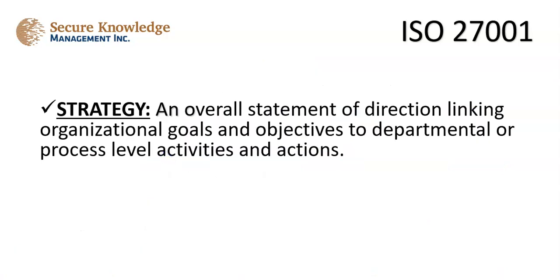We begin with the strategy, which is an overall statement of direction linking organizational goals and objectives to departmental or process level activities and actions. Quite often, this is a business plan. It's usually a tactical plan, so it's a 1-year plan. It could be part of a more strategic plan, which is 3 to 5 years, broken down. And it tells how your information security management system is going to support the mission and the strategy of the organization.